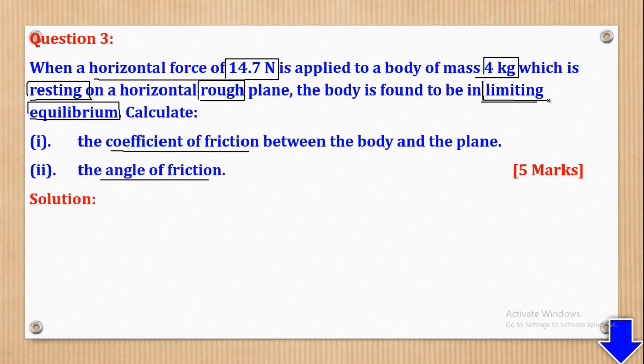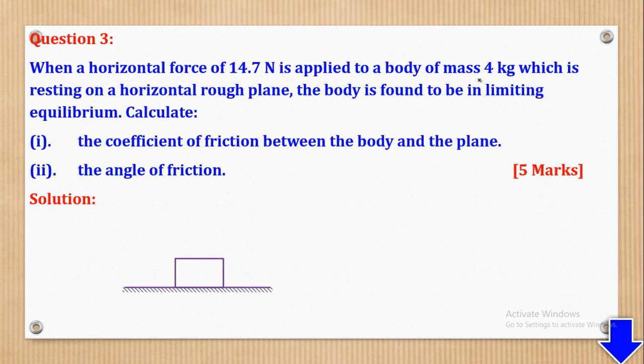So limiting equilibrium, what does it mean? Limiting equilibrium means that the particle is just about to slide, meaning that acceleration is still 0 but at the point of moving. So the first thing to do will be to make a sketch.